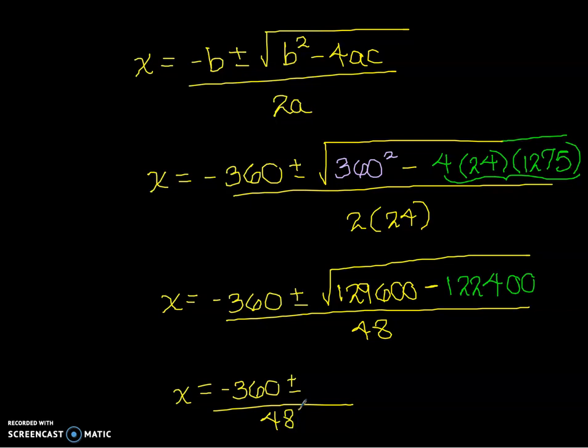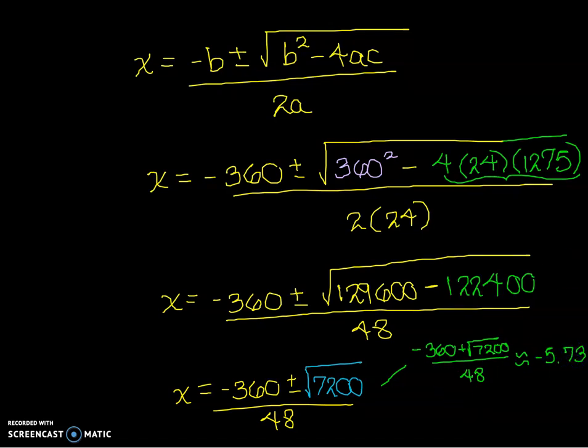So if I subtract 129,600 minus 122,400, that would give me the square root of 7,200. All right. So basically, you'll have two answers. The first one is negative 360 plus the square root of 7,200. Make sure you press equals after this and then divide it by 48. And that would give you approximately negative 5.73.